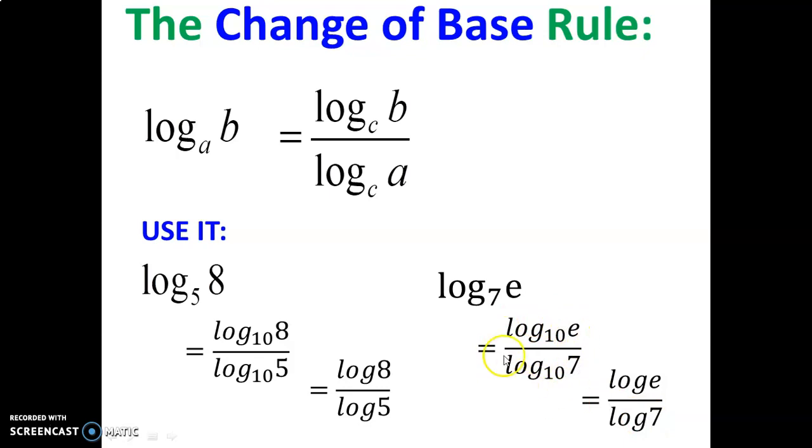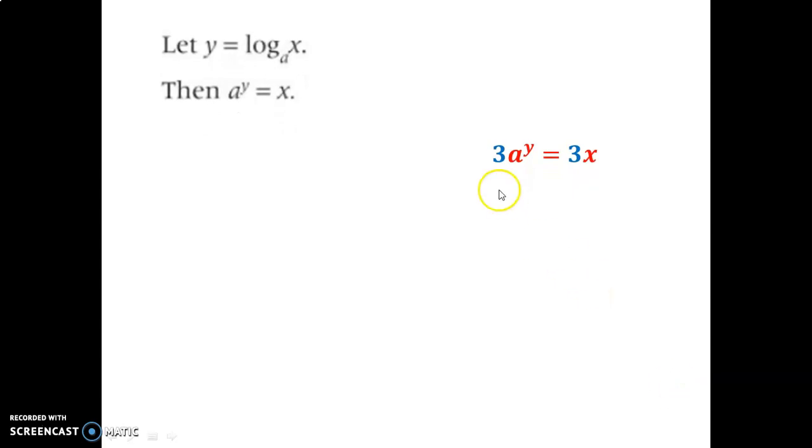Some students here would choose to use ln, natural log. So instead of using log base 10, you could have done ln e and ln 7. And the reason for that is, you know, ln e is actually 1. So that could change to 1. If you used ln here, this would be 1 over natural log of 7. But whether you punch it in like this on your calculator or 1 over ln 7, it'll be the same answer. Okay, so let's look at another one here.